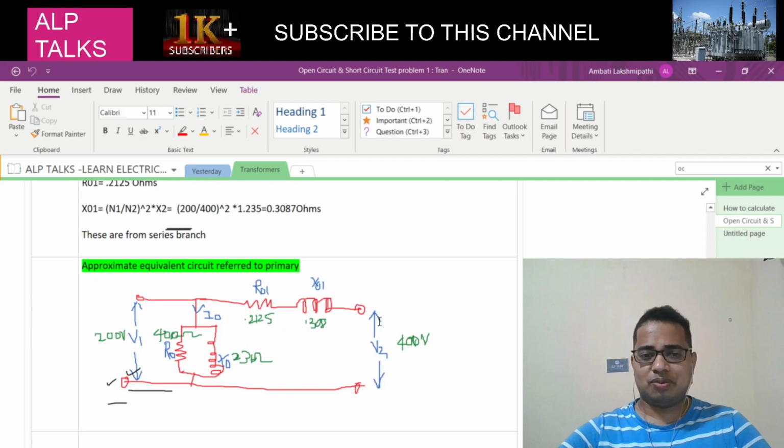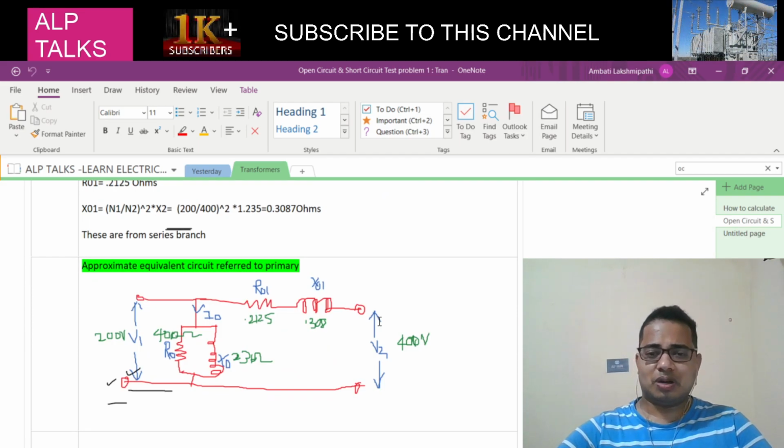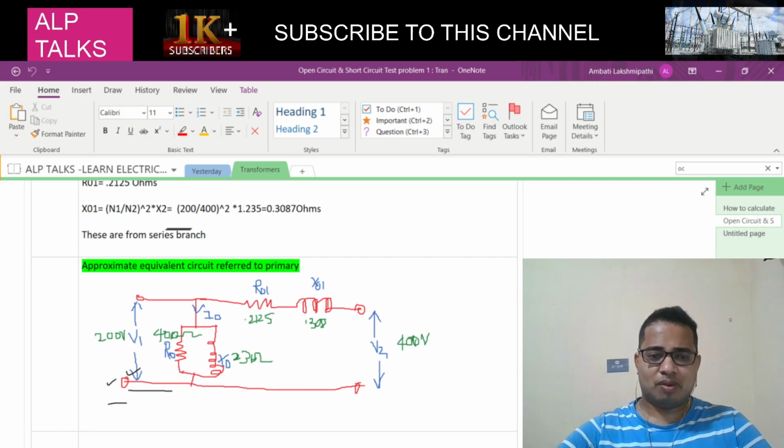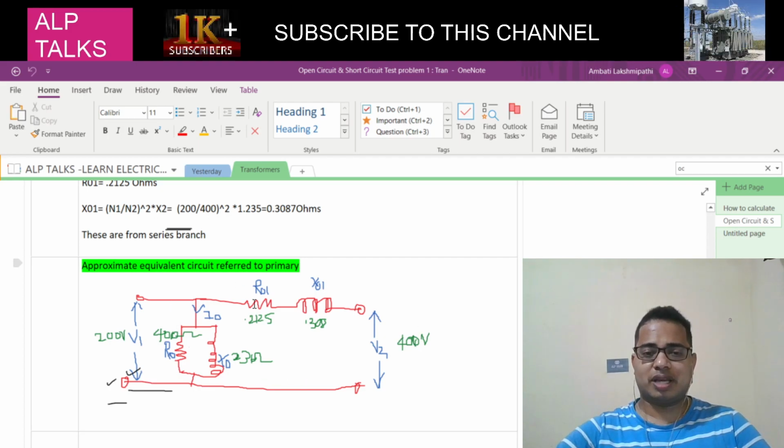So this is about the OC test and SC test. We got the figures here. So this is the approximate equivalent circuit referred to primary. For example, we have 200 volts and 400 volts, that is the primary and secondary. In between you have this circuit actually. So this is about the equivalent circuit referred to primary, guys.